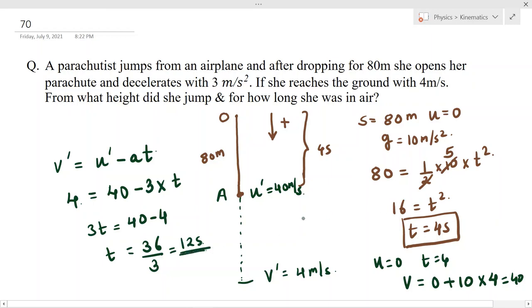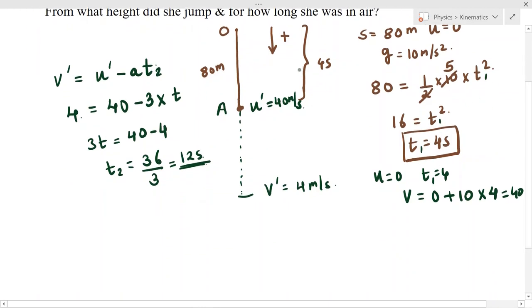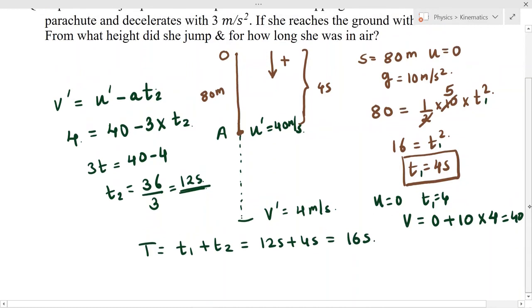So now add this time. Let's say this is t2 time and this is t1 time. t1 corresponds to the motion when the parachutist is under free fall, and when she has opened the parachute, the time taken is t2, suppose. Then the total time taken will be t1 plus t2, which is 12 seconds plus 4 seconds, that becomes 16 seconds. So for 16 seconds she was in the air.